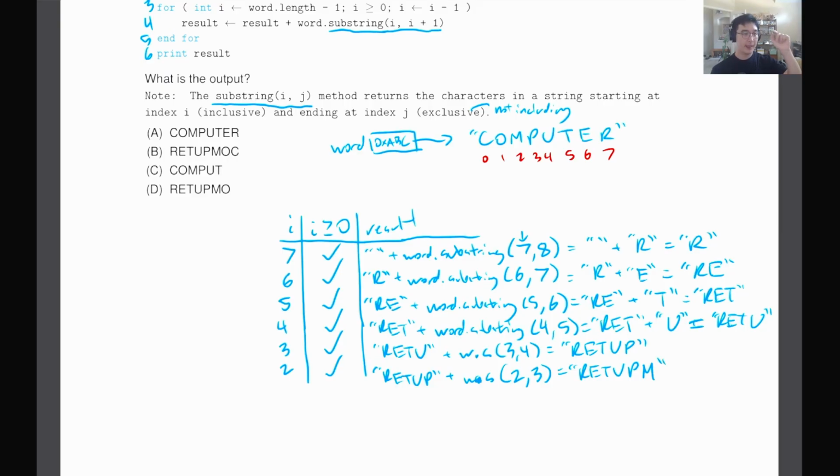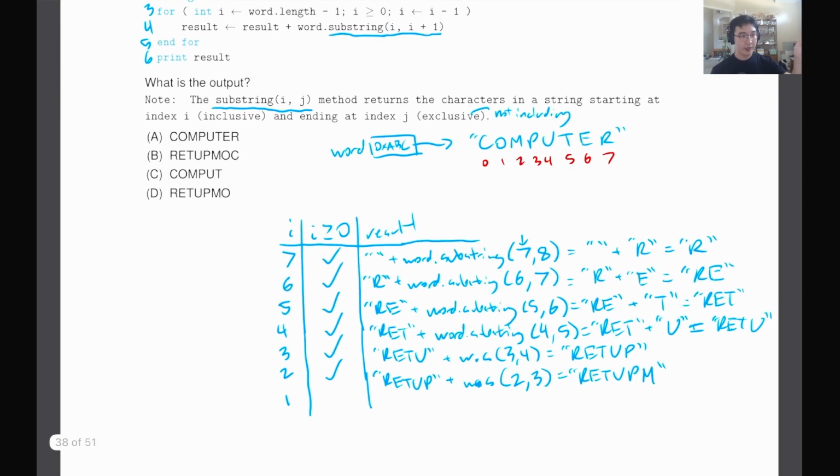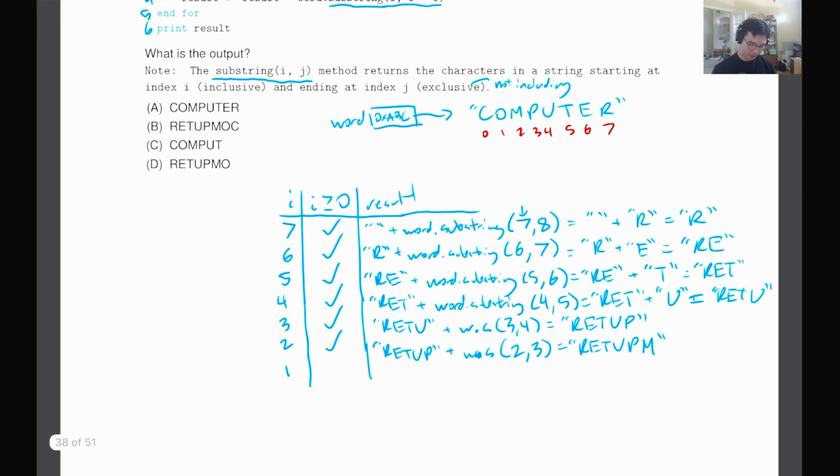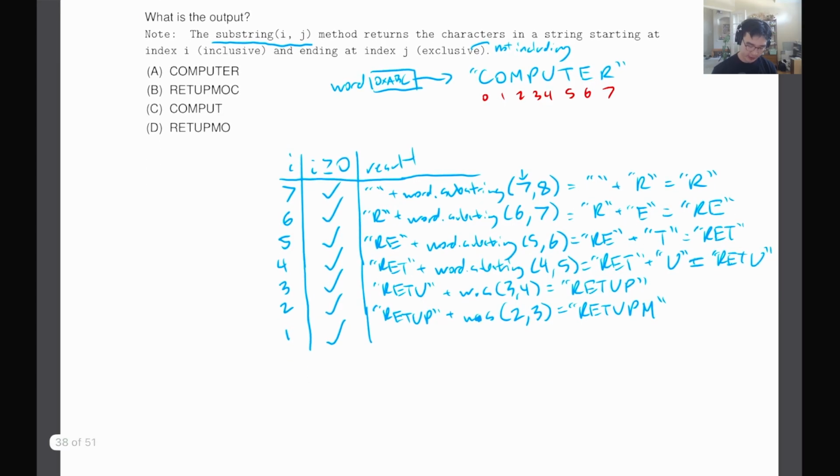Okay. I go to line 5. I loop back up. I is now I minus 1. So I is now 1. Okay. I go check my condition. Is 1 greater than 0? That is true. So I go inside a for loop. Result is result plus word.substring I plus 1. So RETUPM plus word.substring I plus 1, which is RETUPMO. Next one is O.